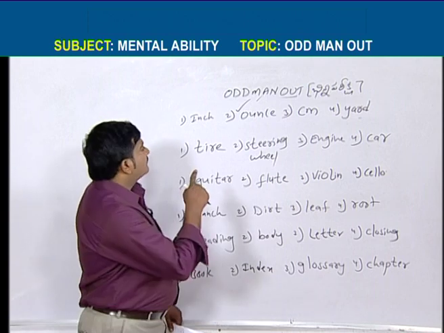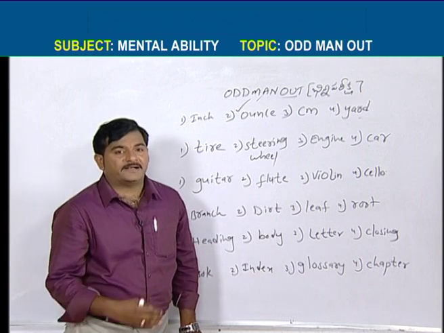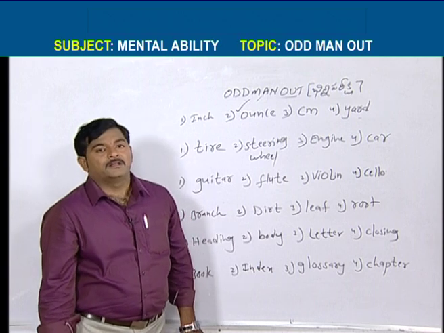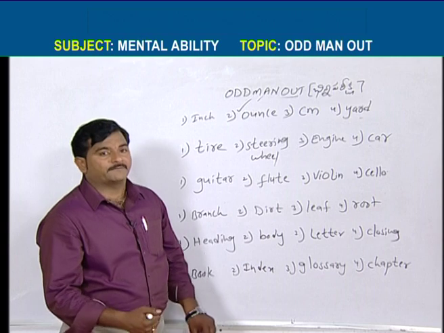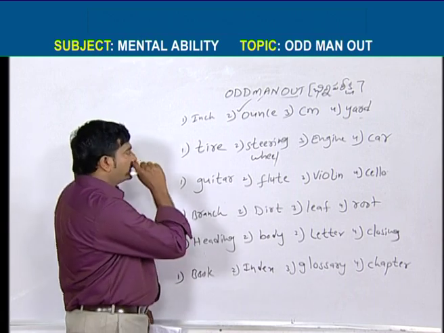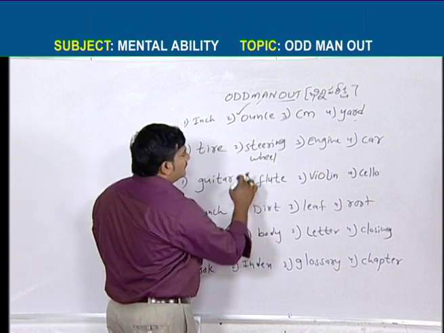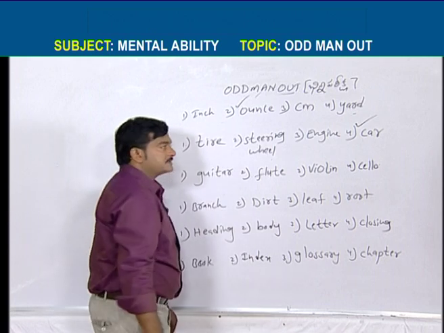I repeat, first option, third option, fourth option: with these 3 options we can find length, but with the second option we can find weight. It is a unit of weight, not length. So here, tire, steering wheel, engine and car. It's very clear, the answer is car.